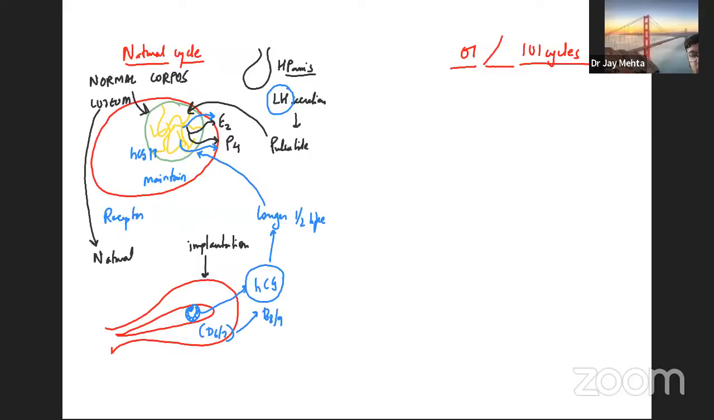In order to understand this, we will understand one very small concept. What typically happens in a menstrual cycle is first there is an FSH peak, then the FSH comes down. Then at the time of ovulation, there is a small FSH peak and it becomes fine.